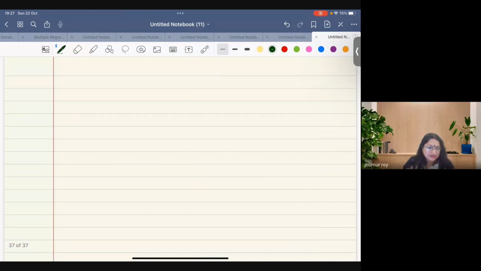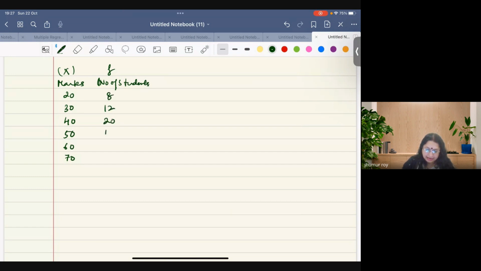So next, we'll again write the same question. What was the question? We had marks, so X was there. I'm just writing the same question: 20, 30, 40, 50, 60, 70. And we have frequency, which was the number of students. Here we wrote 8, 12, 20, 10, 6, 4. And this total we know was how much? Sigma F was equal to 60.